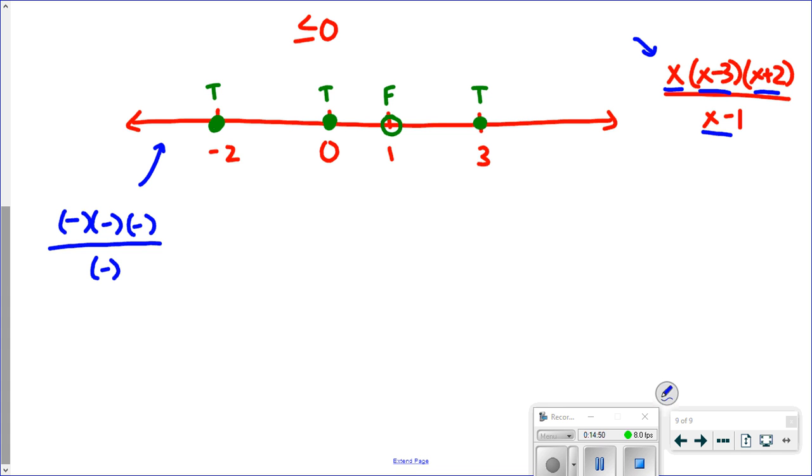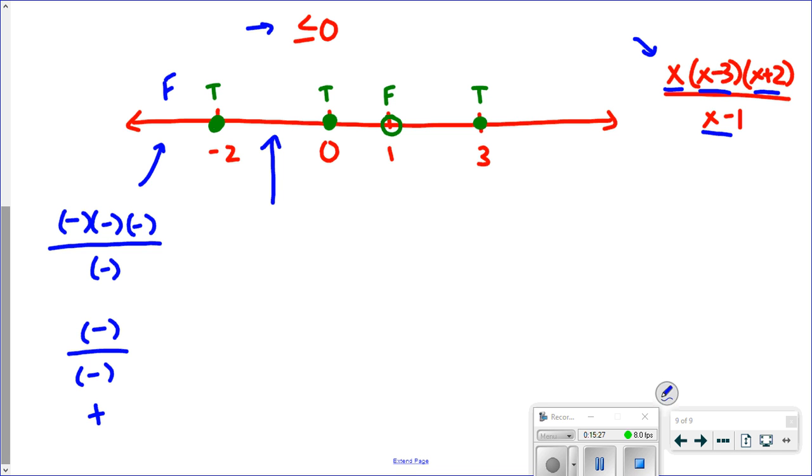So a negative times a negative times a negative on the top, that's a negative. And a negative divided by a negative is positive. I want less than or equal to 0. So a positive number is not less than or equal to 0, so that's false. Okay, now, here. So again, if you want to pause it and then try to test the rest of your intervals on your own, that would be a good idea to check and see if you're doing this right.